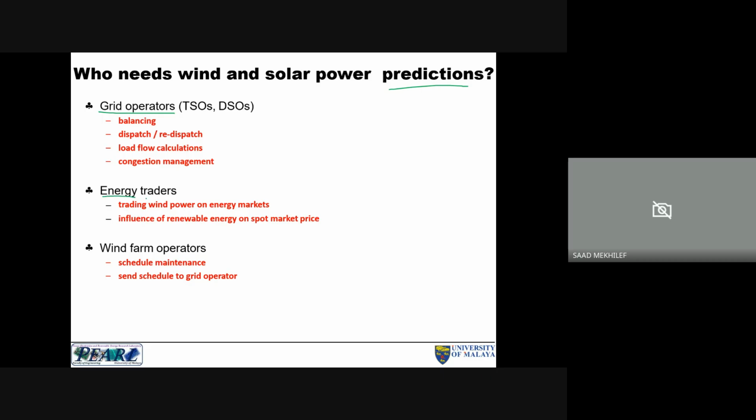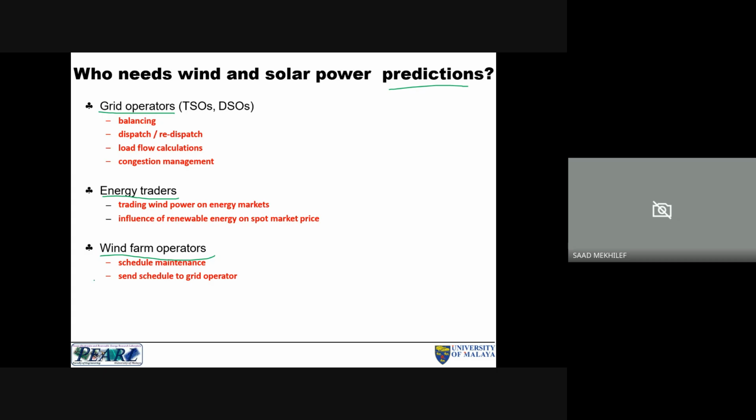Also energy traders, the ones selling and buying, trading wind power on energy markets. They want to know how much power there will be tomorrow, so they can charge, because they make money by selling and buying. And that influences the renewable energy price on stock markets.